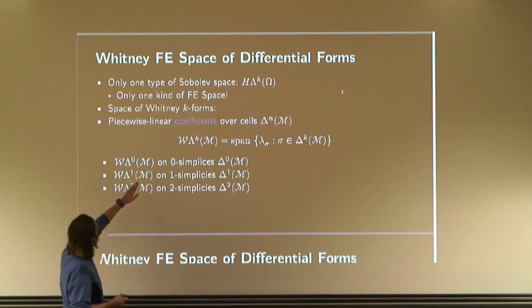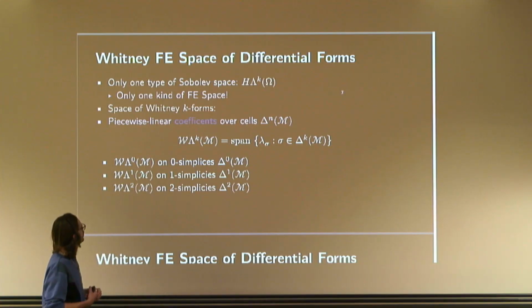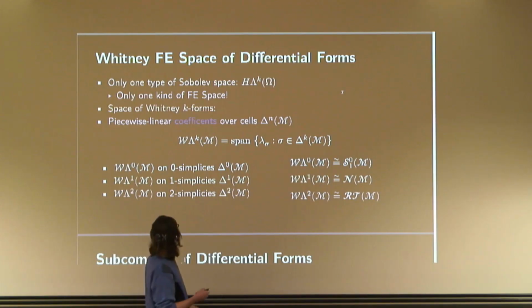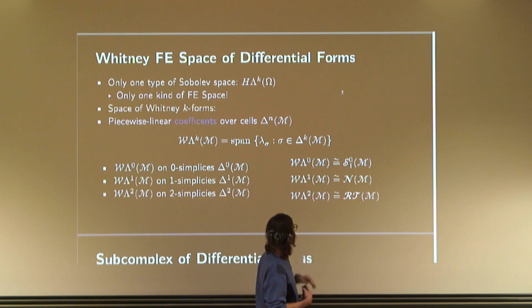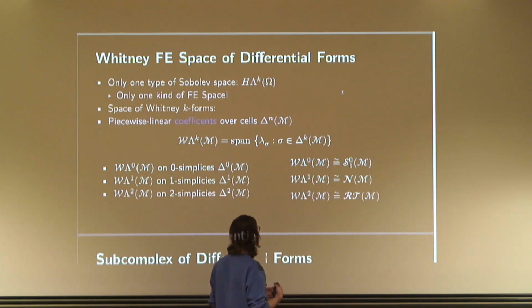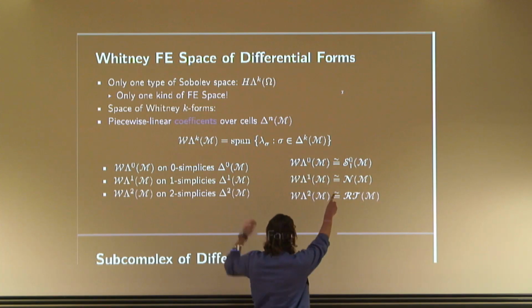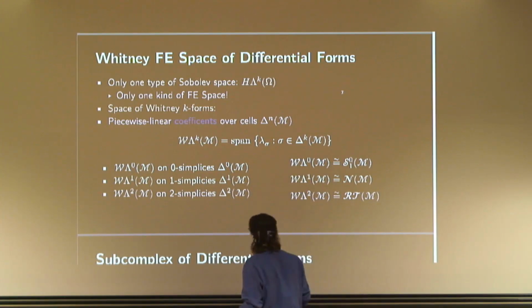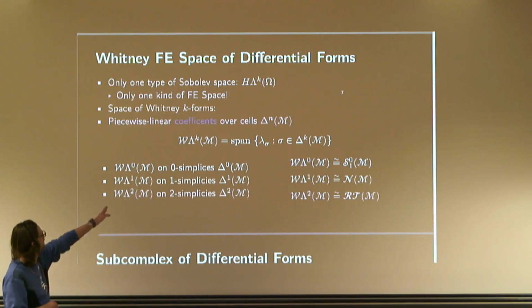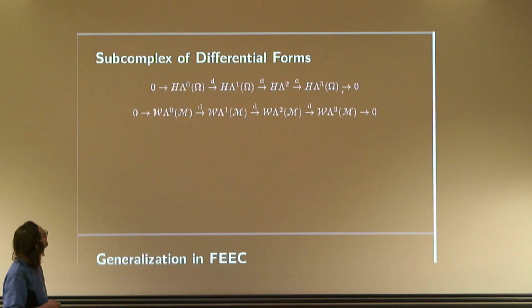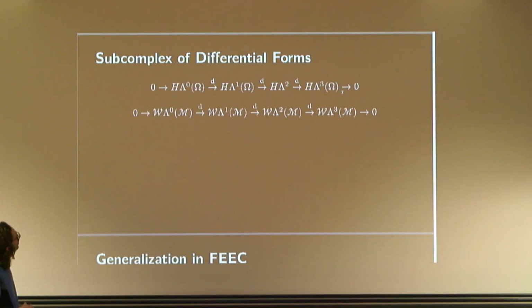And so the 0 forms live on 0 simplices, the 1 forms live on 1 simplices, and the 2 form basis functions live on 2 simplices. And these are isomorphic to these Lagrangian, Nédélec, and Raviart-Thomas basis functions. And this also explains why these did live on the edges and the faces. So now it makes a bit more sense, since you can just see that these are the same numbers, really.